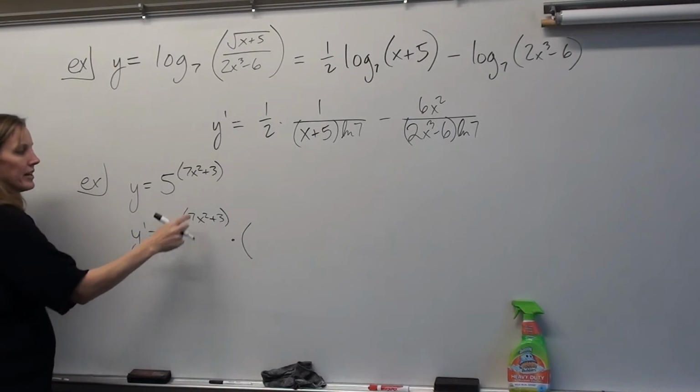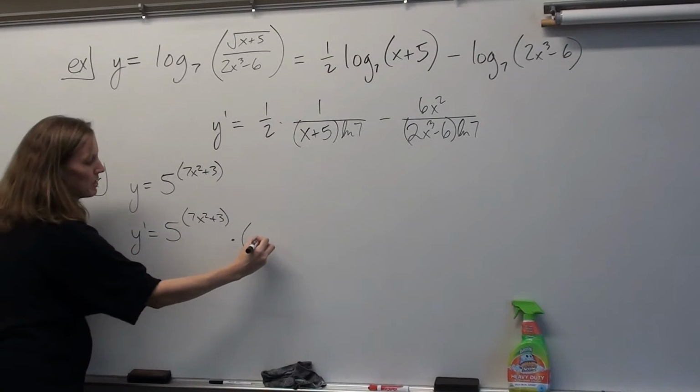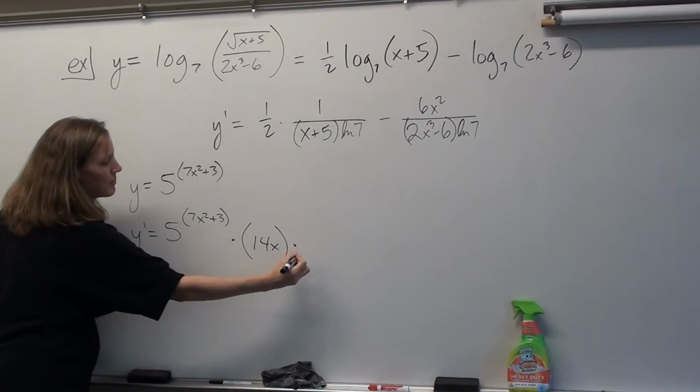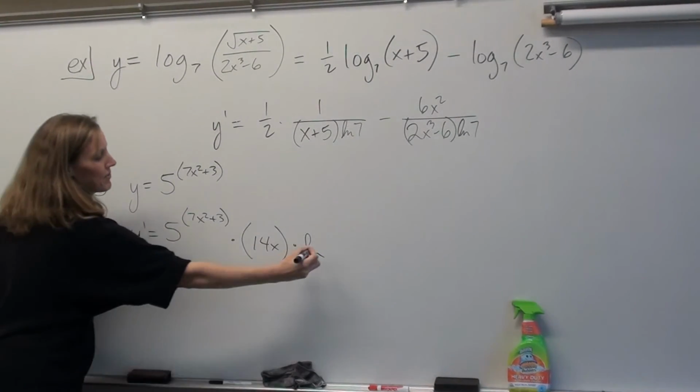a to the u stays the same, times the derivative of the argument, times ln of 5.